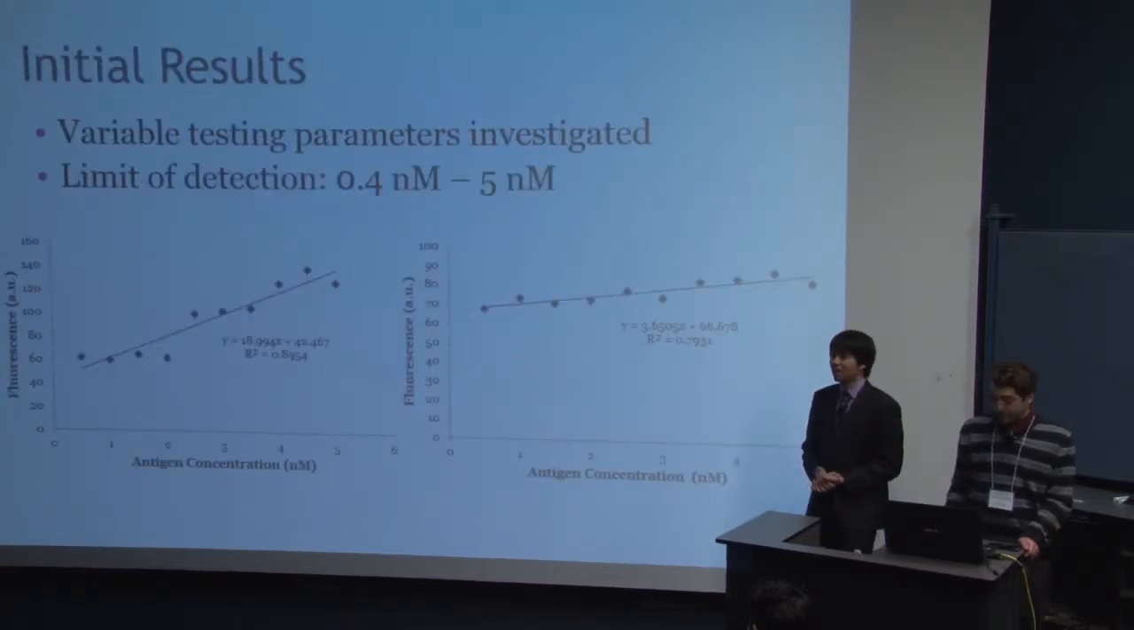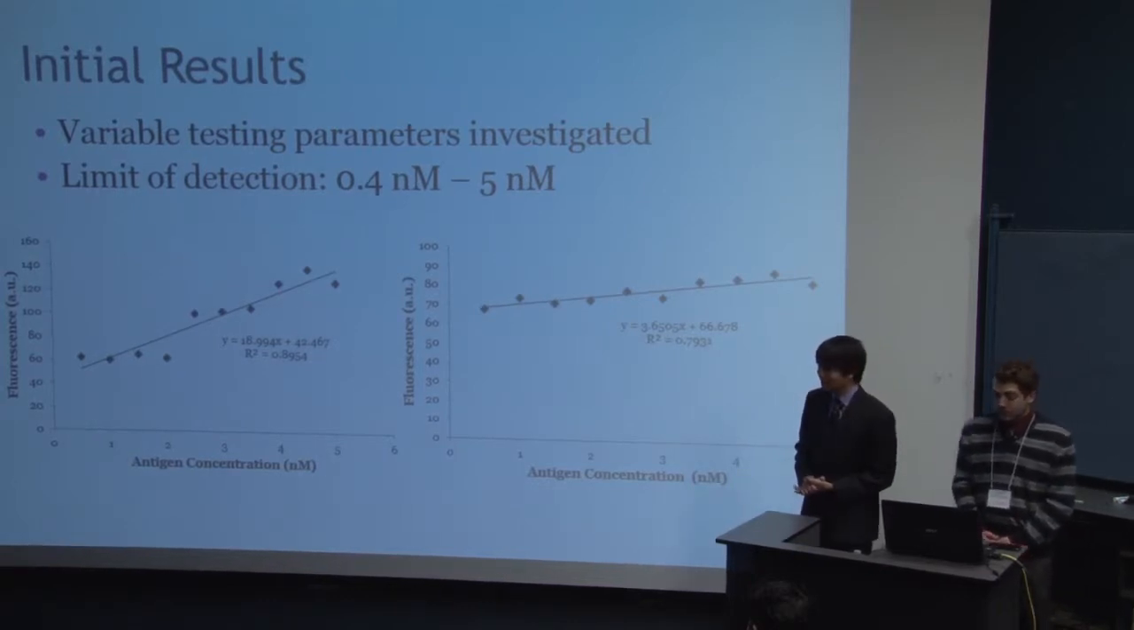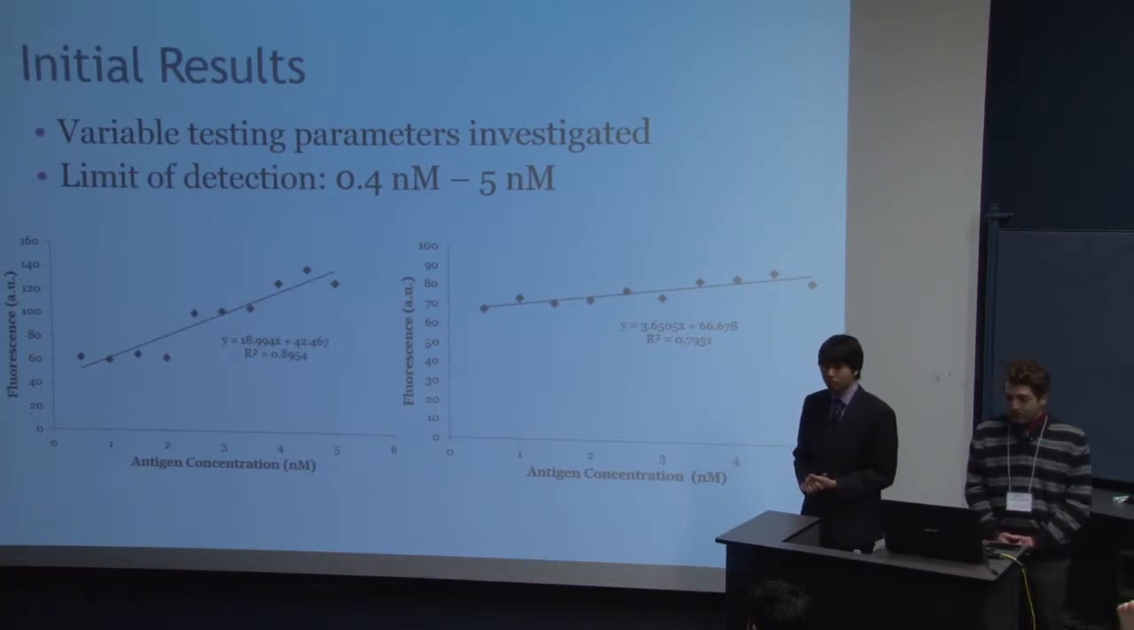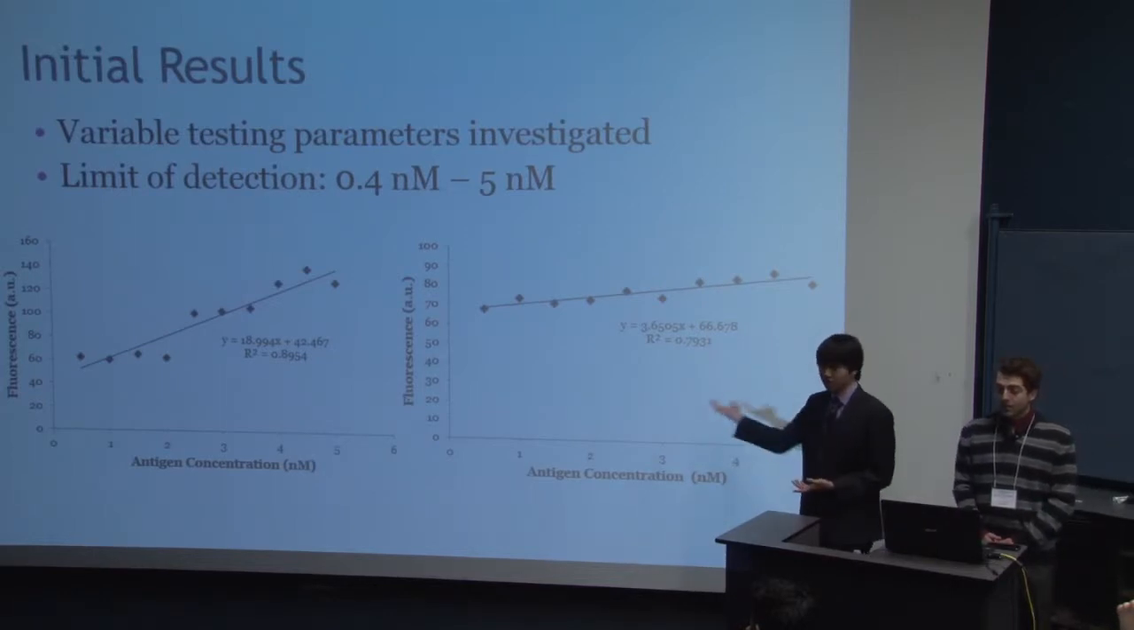So now, when it comes to actual experimentation, we completed quite a number of trials. We had ups and downs, and eventually we came up with a fairly reliable procedure. Over the course of the last few months, we manipulated many parameters, and we observed limits of detection ranging from anywhere between 0.4 to 5 nanomolar, typically. Examples of our trials can be seen here.